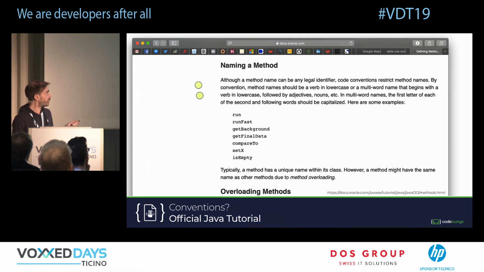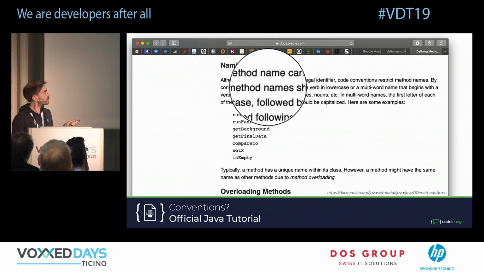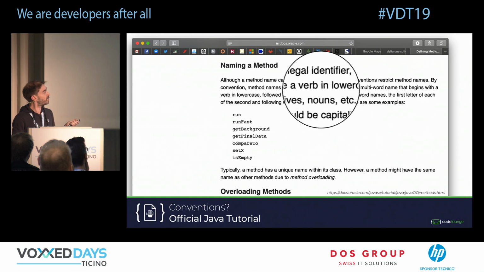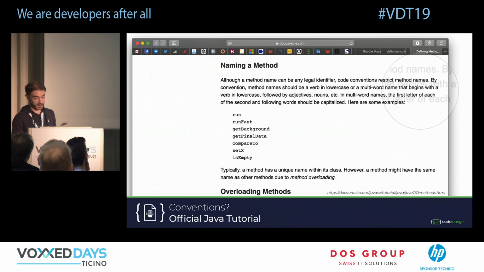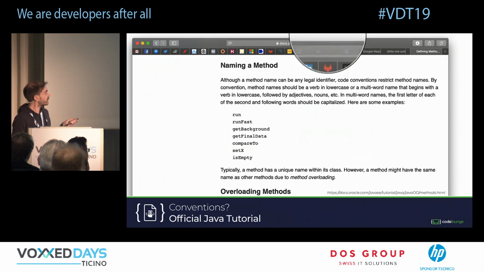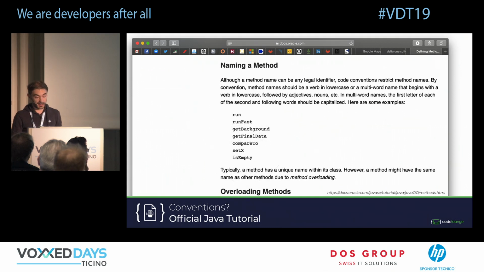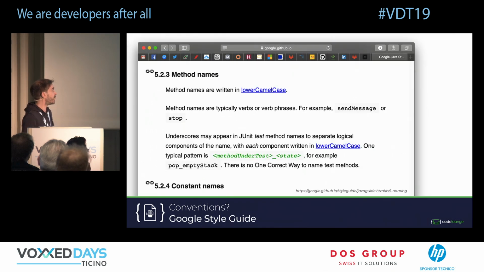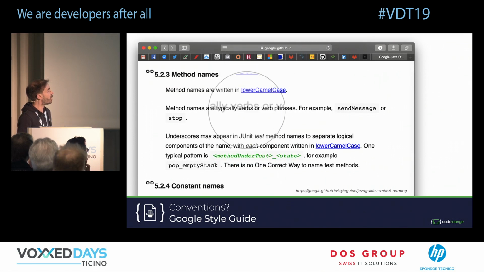For example, naming a method. In fact, the documentation says the method name should be a verb in lowercase, or a multi-word name, and so on. Examples are run, runFast, getBackground, and so on. If you look, for example, at the Google style guide, method names are typically verbs or verb phrases, for example sendMessage or stop.